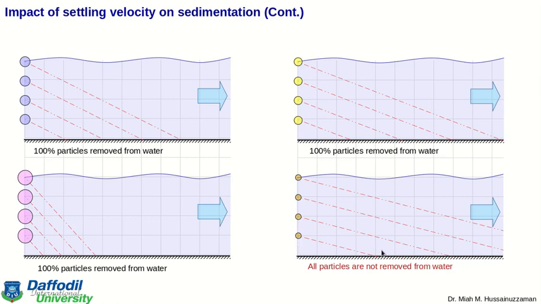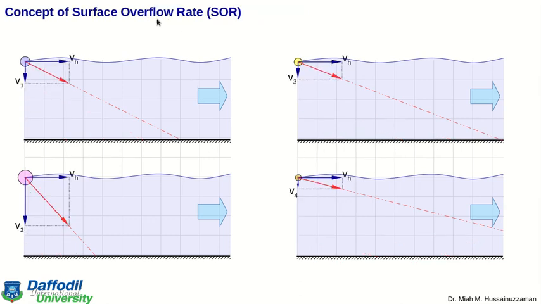So how do we calculate this? To define this, we have introduced a new term called surface overflow rate, SOR. You can see this velocity, the particle, this is the slowest particle that is 100% removed. This was 100% removed, this is 100% removed, this is not 100% removed. So this is the slowest particle. This is slower, and this is slowest, but this is not the slowest which is 100% removed. This is the slowest settling particle which is 100% removed.